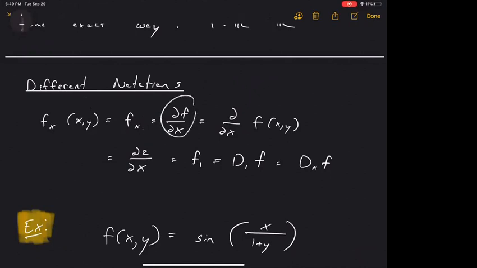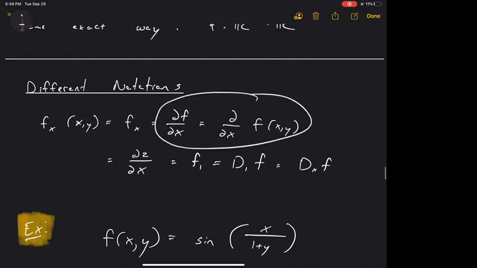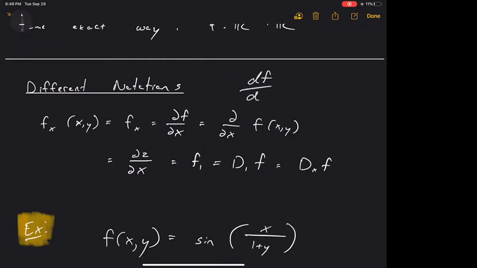And then we saw this notation, partial of f over partial x. And again, this is the same thing. These two are similar to, recall, for functions of a single variable, we could have written this df over dx, or we could have said d dx of f, right? Same thing. Similar concept at work here.